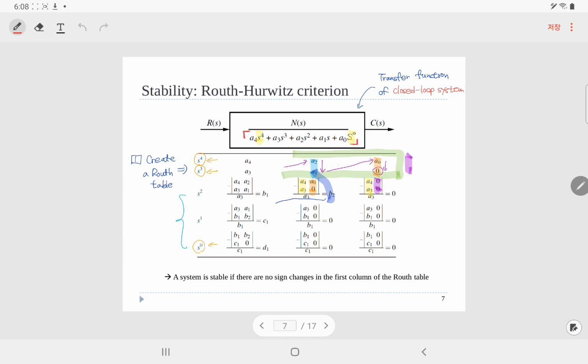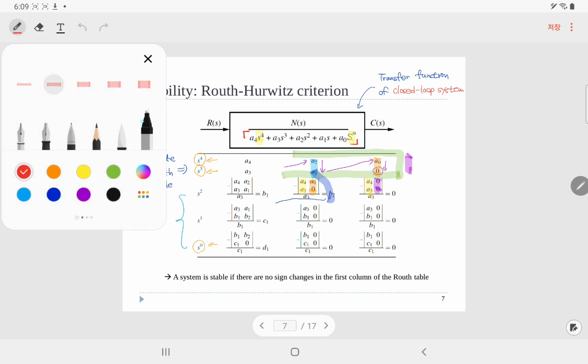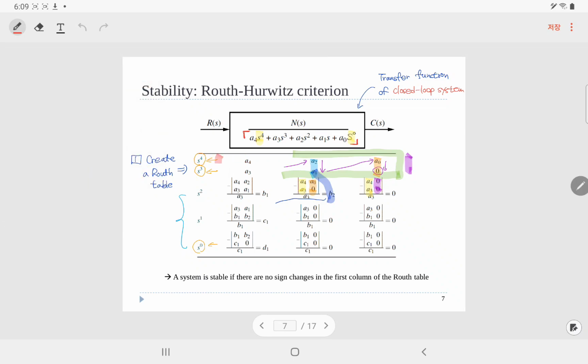In order to analyze the stability of the closed loop system, we only need to check the first column of the completed Routh table. So the required step is to check the first column.